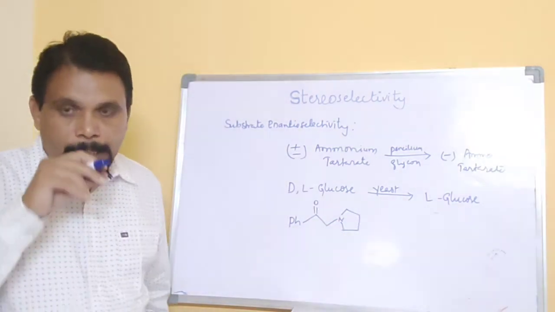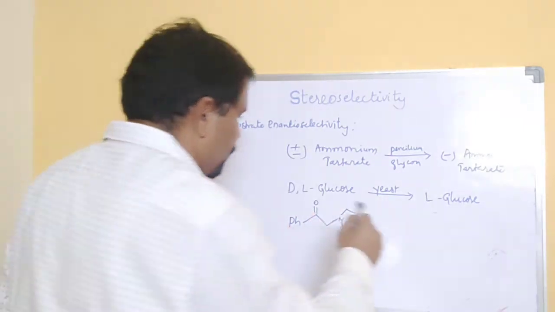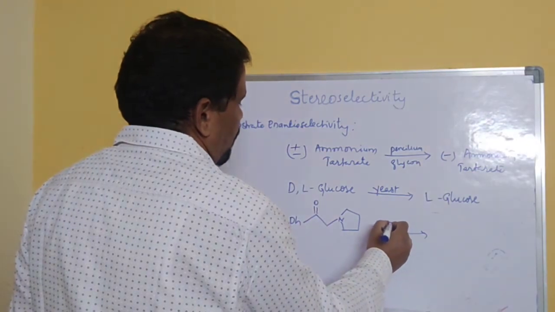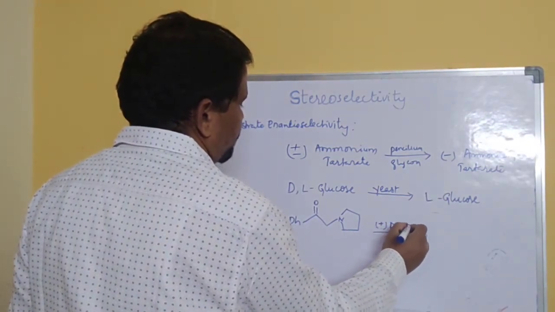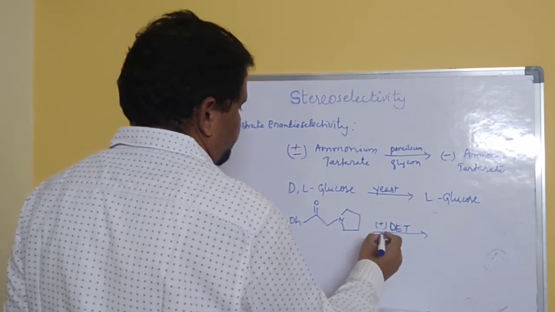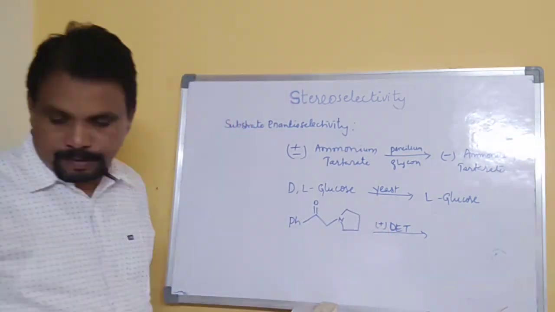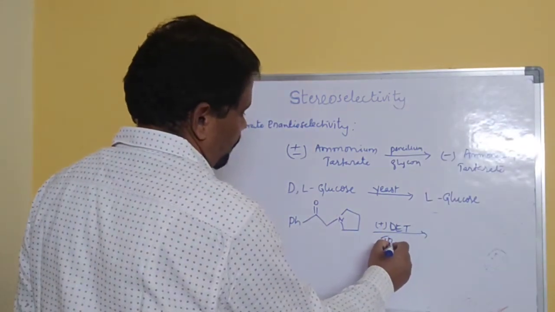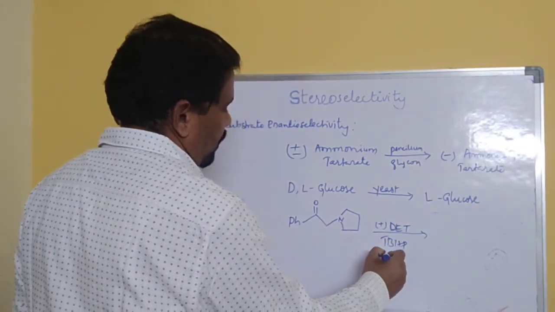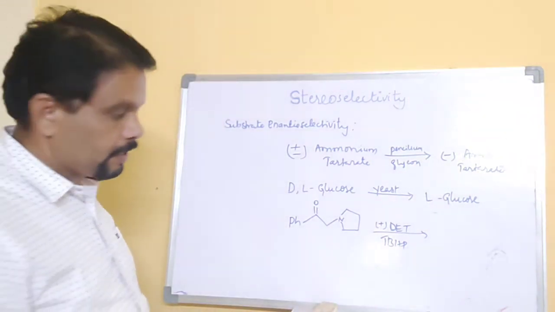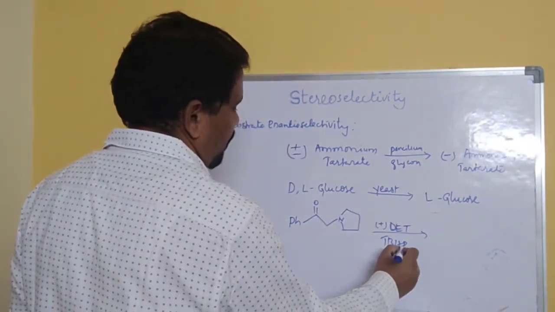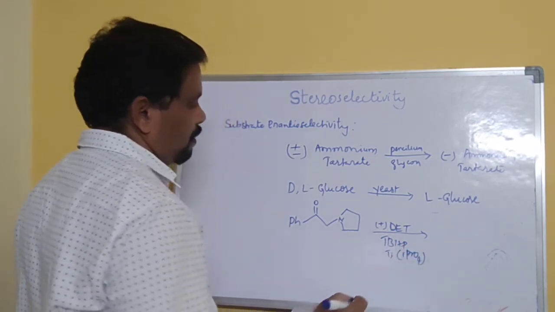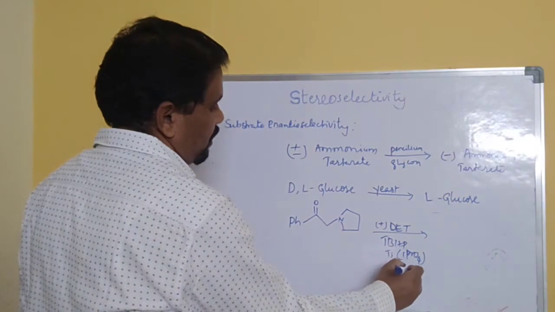So this is the starting material. The reagents for this are DET, isopropyl TBHP, and next one is titanium isopropoxide, and DCM as solvent.